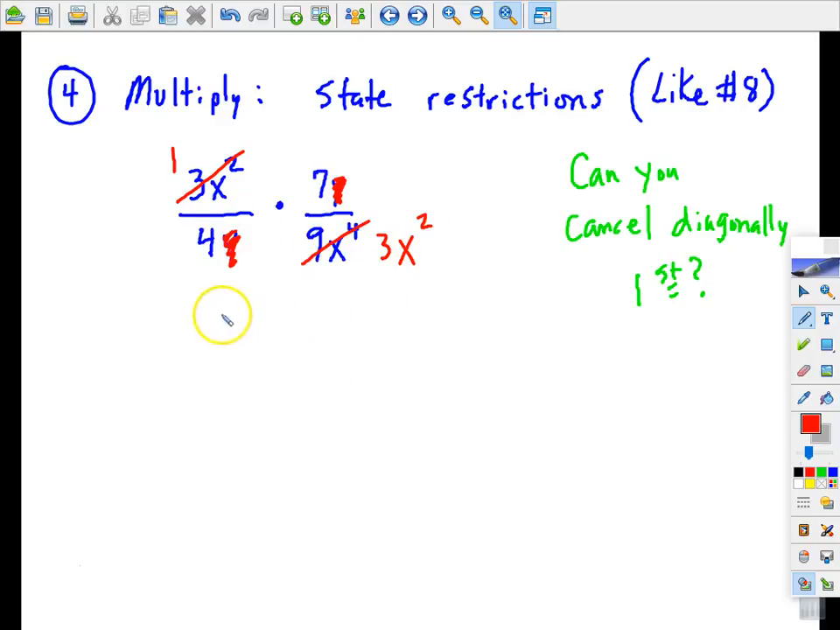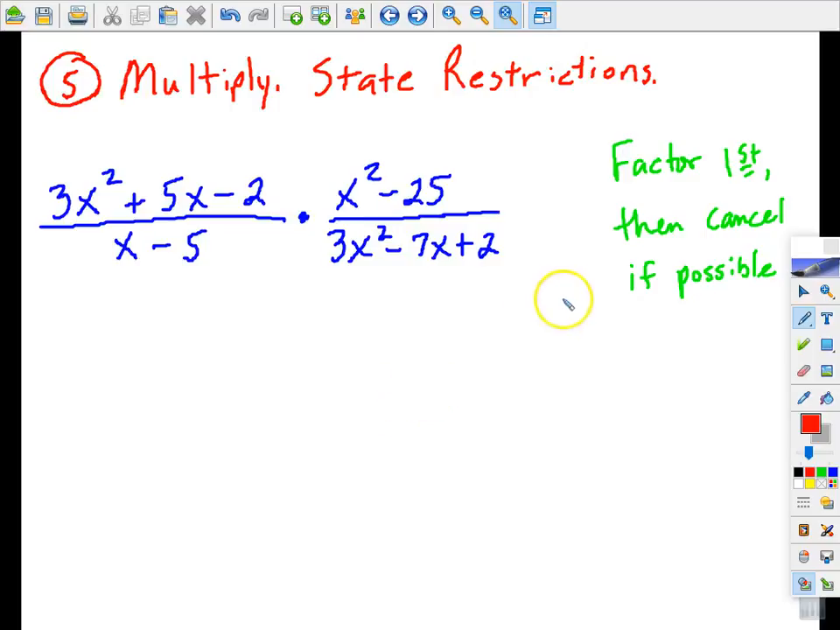Okay, multiply straight across. 1 times 7 is 7. 4 times 3x squared is 12x squared. And now I'm looking for restrictions, and don't forget, even though I've marked out this y, I need to consider it. I cannot let x nor y, neither x nor y, be 0. Those are my restrictions. So that's my answer to that example. Okay, so here's some more multiplication.